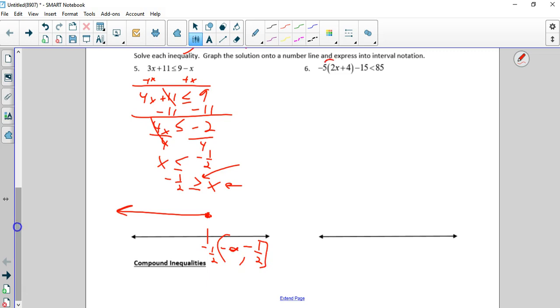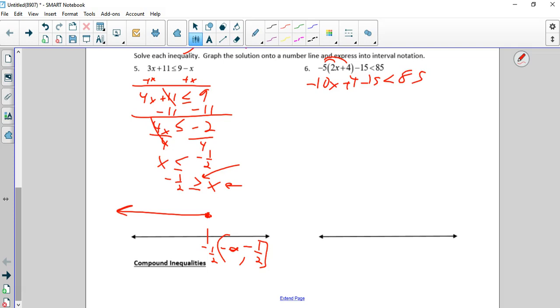Negative 5, I'm going to distribute this. No, I don't flip the symbol, but I just multiply by a negative 5. I would only flip if I were multiplying by a negative number on both sides of the inequality. All I'm doing is distributing. Negative 10x plus 4 minus 15 less than 85. I don't know why my hand wrote 84.